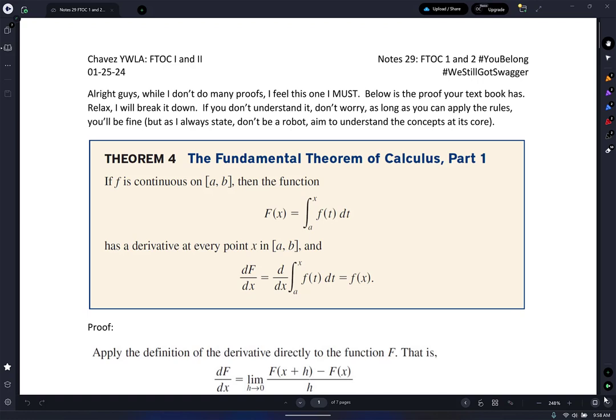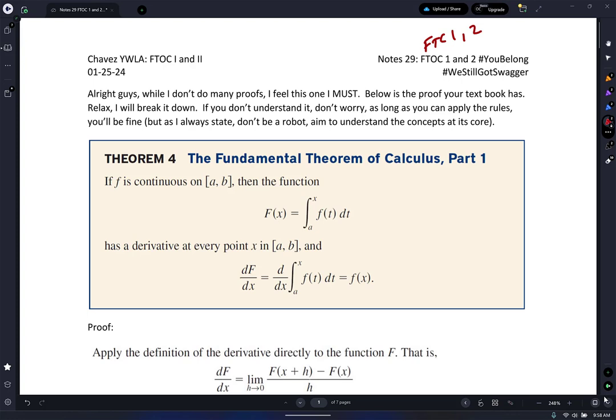Relax, we'll be okay. Notes 29, Fundamental Theorem of Calculus. Sometimes they don't put the O, they just call it FTC. And then it's broken up into two sections, part one and part two. But relax, it's just, okay, ready? All right, so look what it says here. It says, the Fundamental Theorem of Calculus, part one.